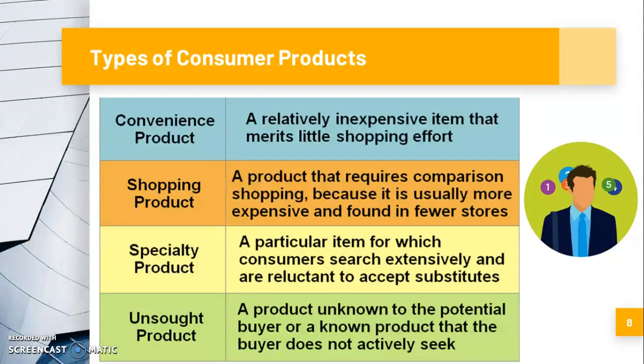And the unsought product: a product unknown to the potential buyer, or a known product that the buyer does not actively seek. This happens to me with ponytails. When I'm going to buy a ponytail, I'm normally never thinking, I'm going to the store to buy a ponytail. No, I'm just there buying other stuff, and I see the ponytails there. I'm like, oh, I'm low on ponytails. I'm just going to buy a couple.